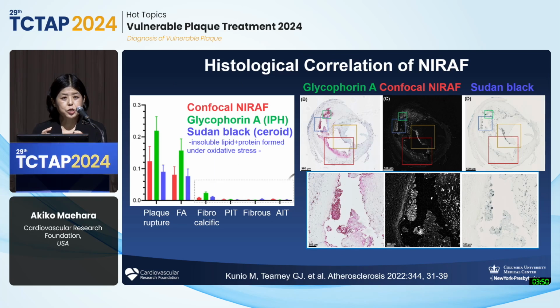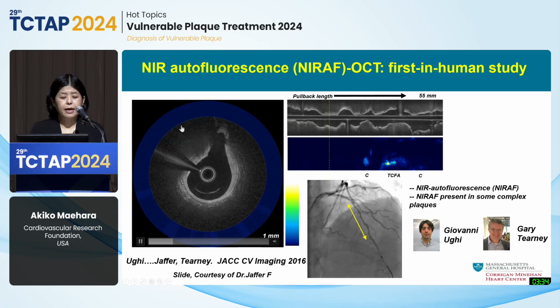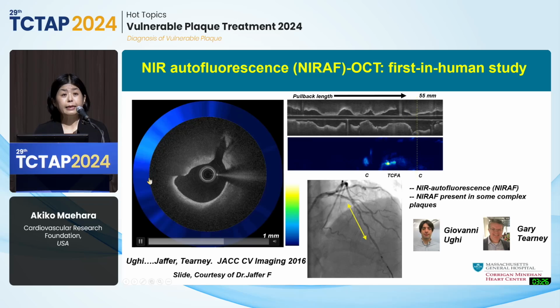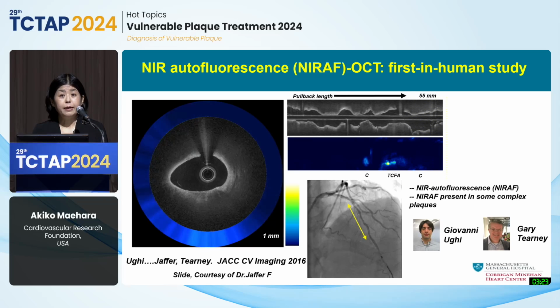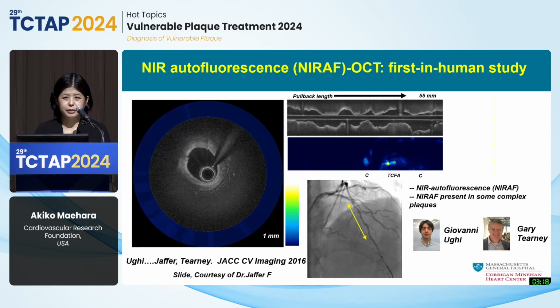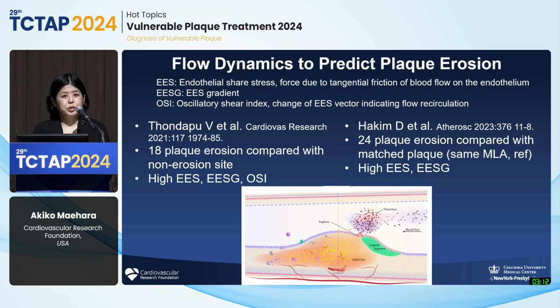And what it is, they show insoluble lipid protein formed under oxidative stress, meaning more oxidative stress lipid is corresponding to the near-infrared autofluorescence positive segment. And this is the first in my picture. You see the near-IVUS autofluorescence, near-OCT autofluorescence, and up to here, you start seeing the high signal that's probably indicating the oxidative lipid or intraplaque hemorrhage. So those probably in the near future could be important to predict or define as a part of the vulnerable plaque. On the other hand, plaque erosion is very different.